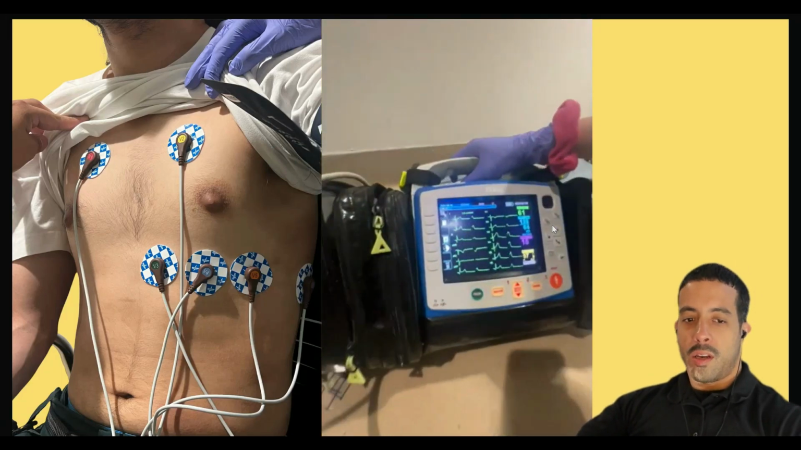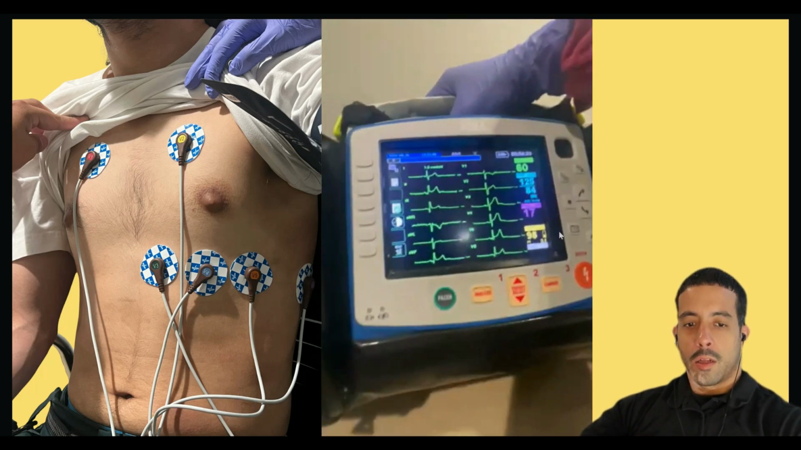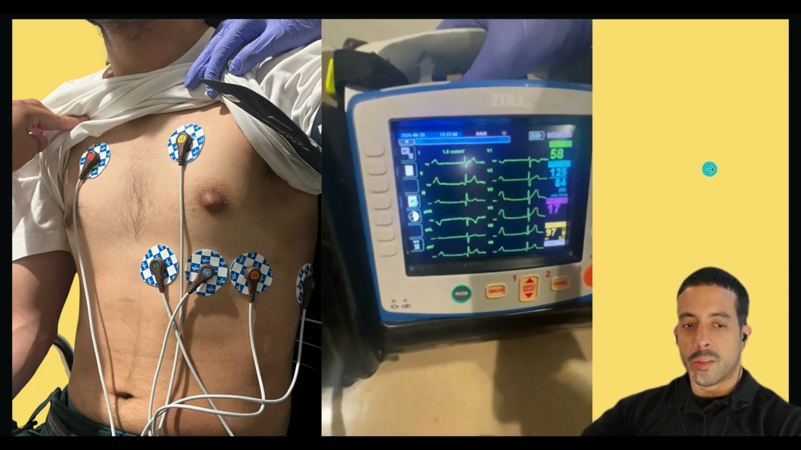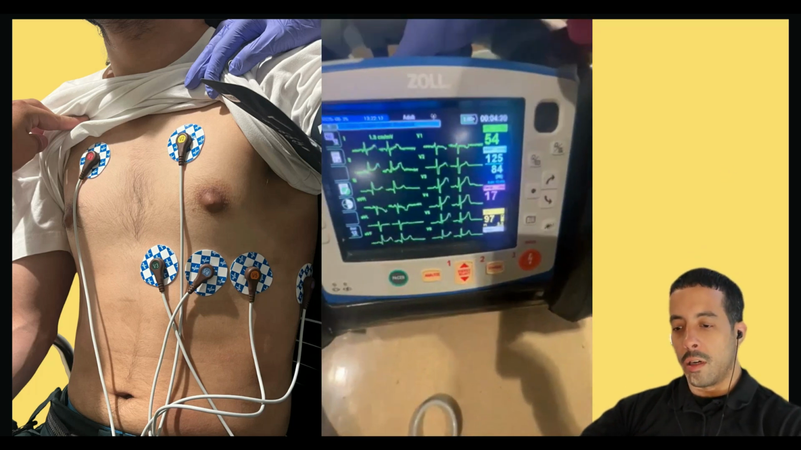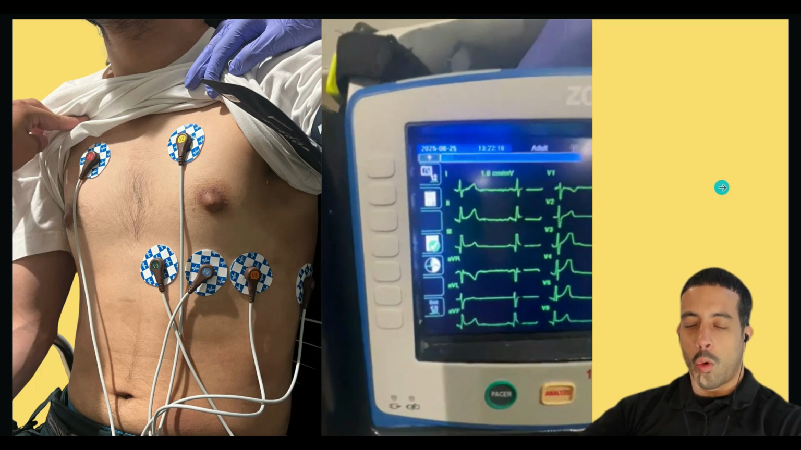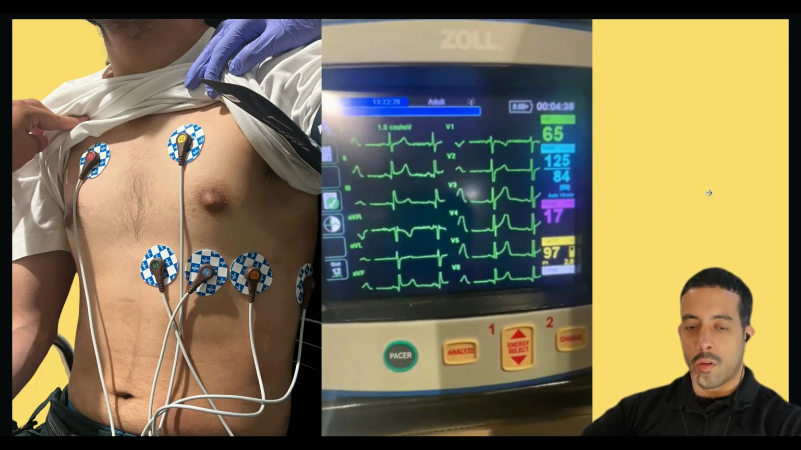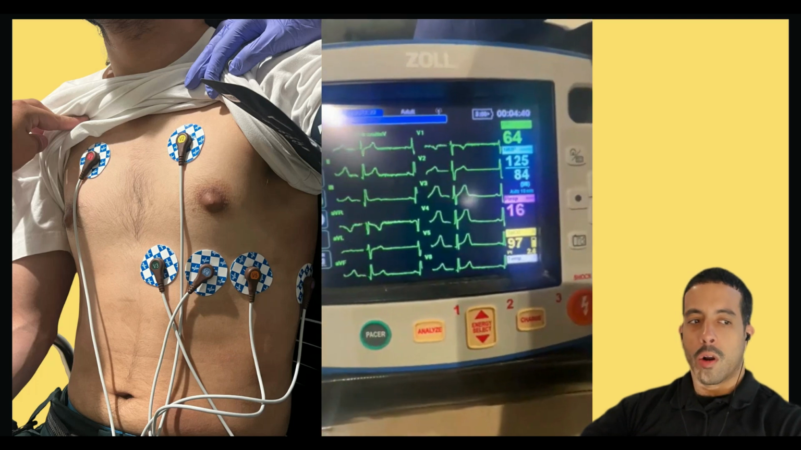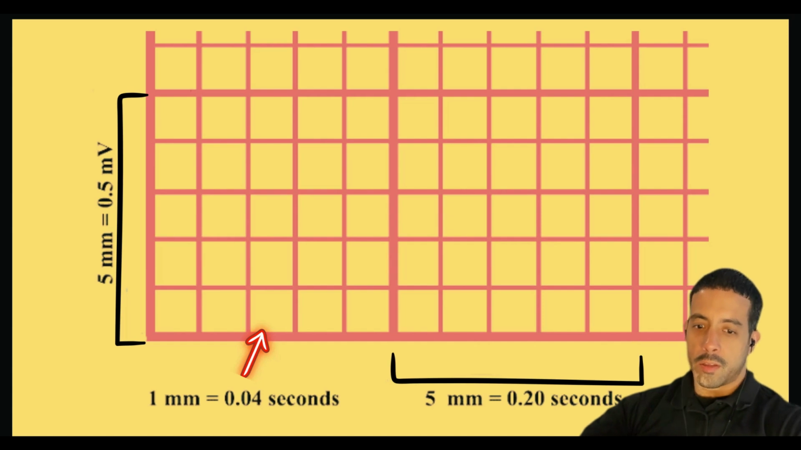Now, let's move on to 12 leads. This is typical 12 lead placement, and this is a very recent 12 lead done on an EMT. Just want to show you what it looks like more or less, and let's get into reading electrocardiograms for the 12 lead EKG. Now, the EKG paper once again needs to be considered.